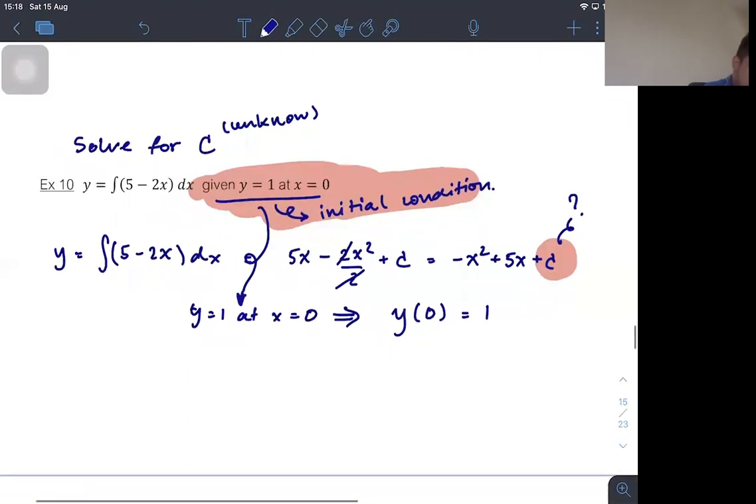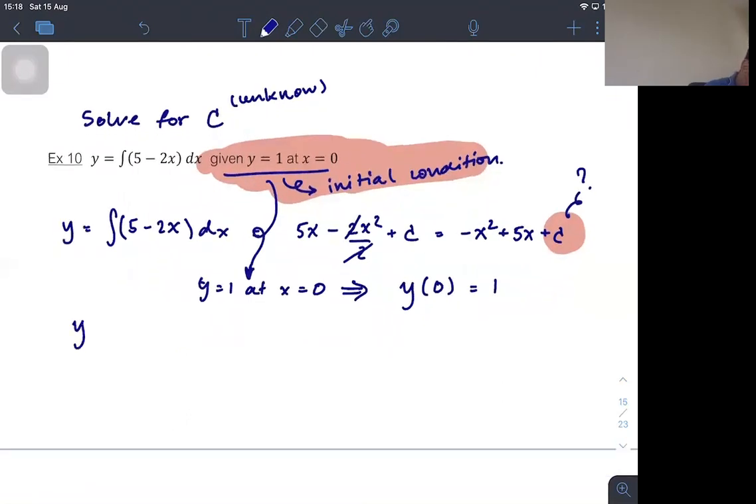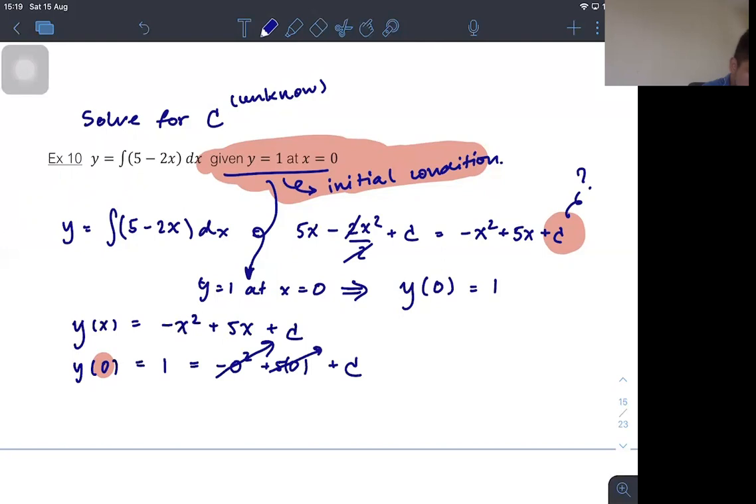equal to 1, right? So when I have y as a function of x as minus x squared plus 5x plus c, and then I apply y(0) equals 1 into this equation, I substitute 0 into all the terms. Then I have minus 0 squared plus 5 times 0, which should actually be 0, and then plus c, right? So here I can get c equals 1.